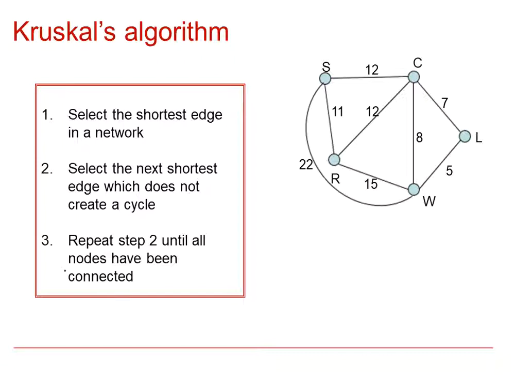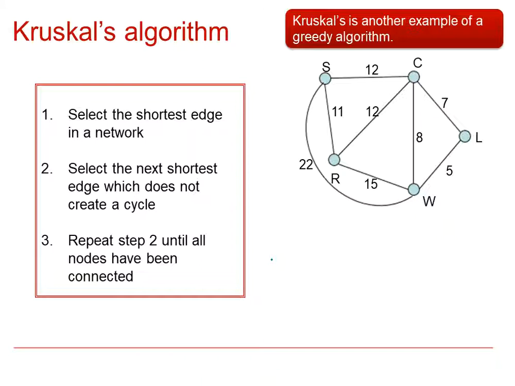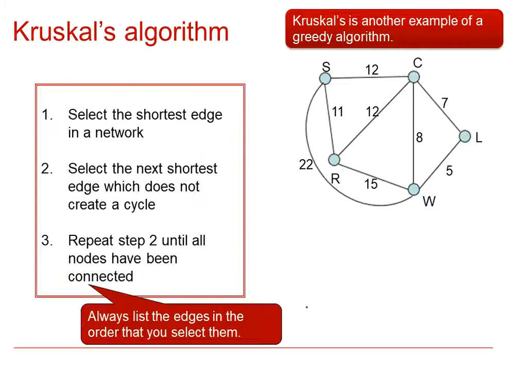His algorithm states: select the shortest edge in a network; select the next shortest edge which does not create a cycle; repeat step 2 until all the nodes have been connected. Kruskal is another example of a greedy algorithm. It looks for immediate benefits, and we must always list the edges in the order that they have been selected.